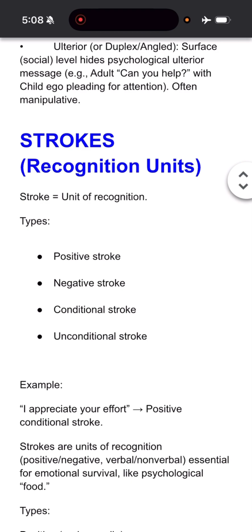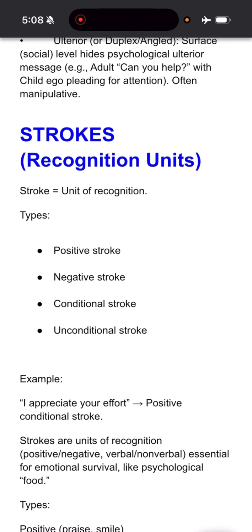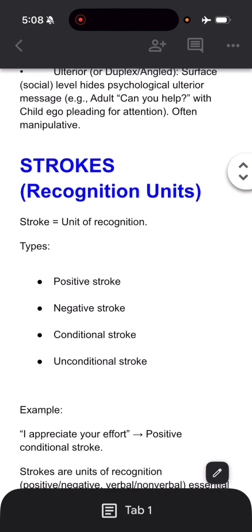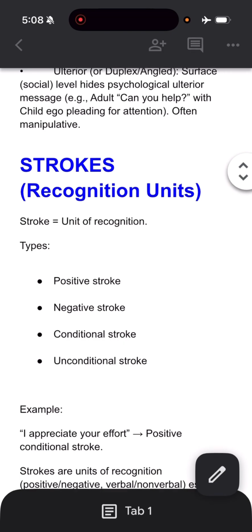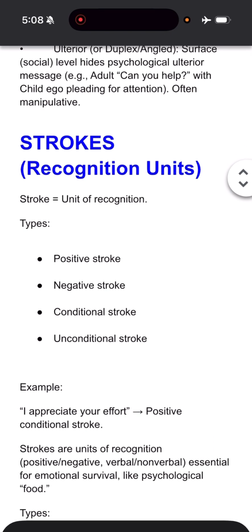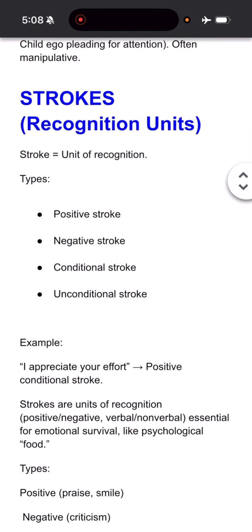Now, second, let us understand what strokes are. Strokes are recognition units. Recognition units means what? To recognize, to appreciate, to praise, or to accredit the value of something, just to recognize that something is present. That is the unit of communication. What is the unit of communication in transactional analysis? The transaction. What is the unit of recognition? It is the stroke, right? Now, a stroke can be of four types: positive, negative, conditional, unconditional.